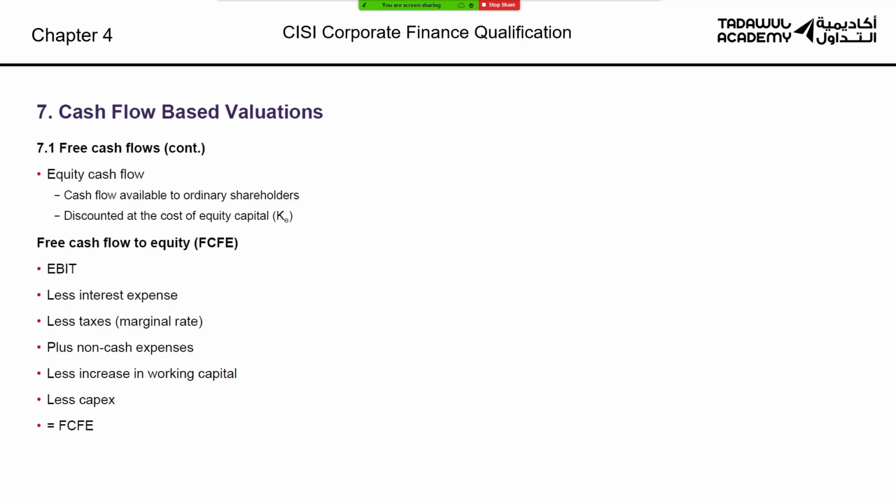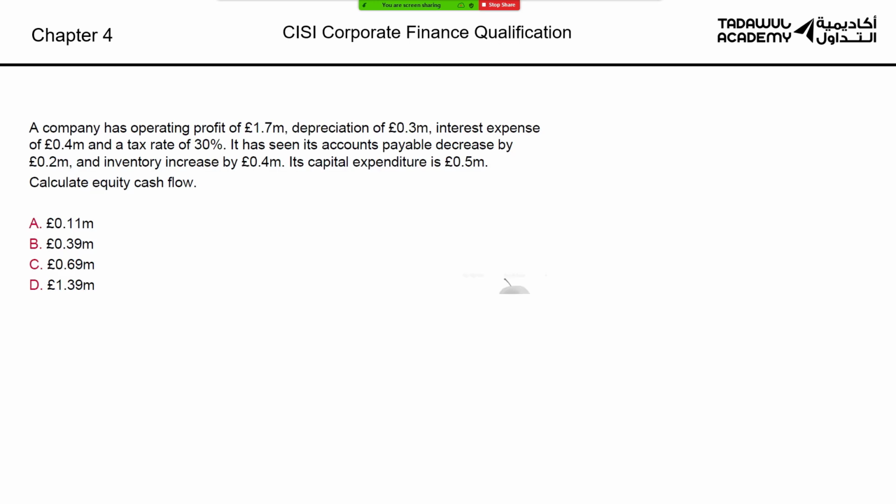Let's look at the equity cash flow, which is the free cash flow available to the equity holders. In the very, very same way, but instead of EBIT adjusted for tax, we have to remove the interest first from it. Quick example here. A company has an operating profit of 1.7, depreciation of 0.3, interest expense of 0.4, tax rate of 30%. It has seen its accounts payable decrease by this, inventory increase by this, capex is 0.5. Calculate the equity cash flow. Let's just do it quickly together.